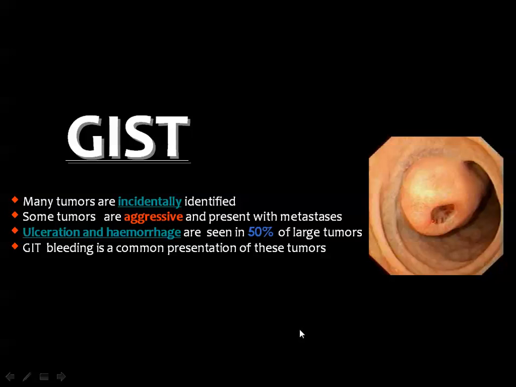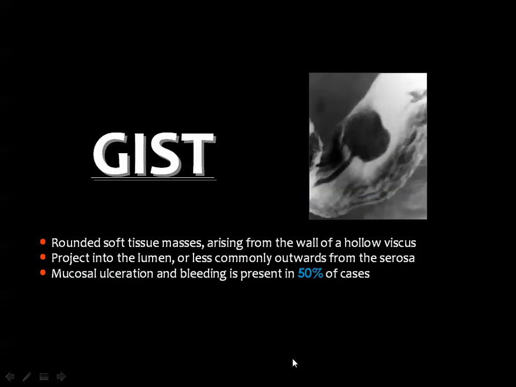GIST is usually incidentally discovered because of its small size and relatively asymptomatic behavior. But if the tumor is relatively large, it will have ulcers, and ulcers will bleed, and these are seen in about 50% of the sizable tumors. GIST will show non-specific appearance on barium studies. It will appear as a polypoid mass with a relatively smooth outline and causing a filling defect in the barium-filled stomach.